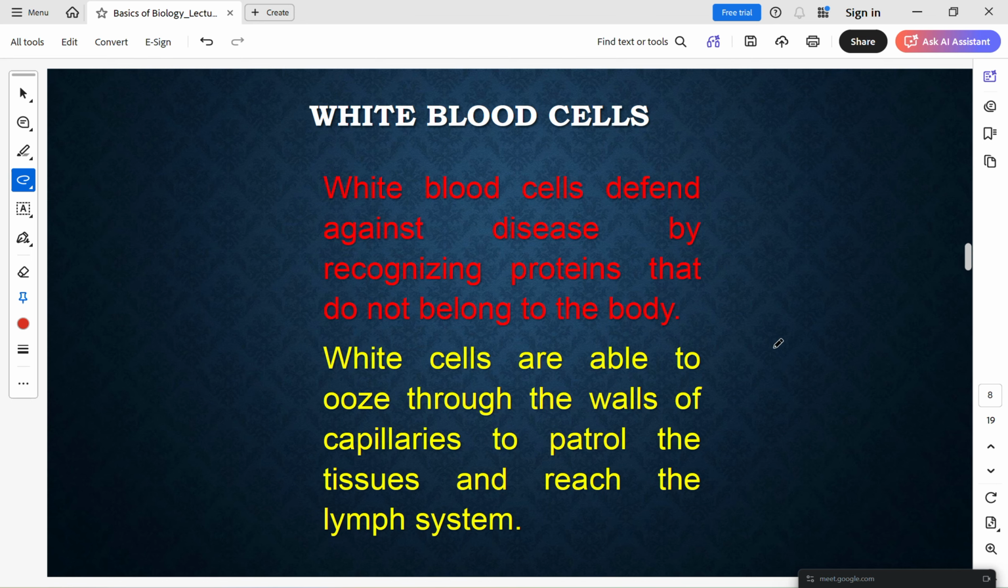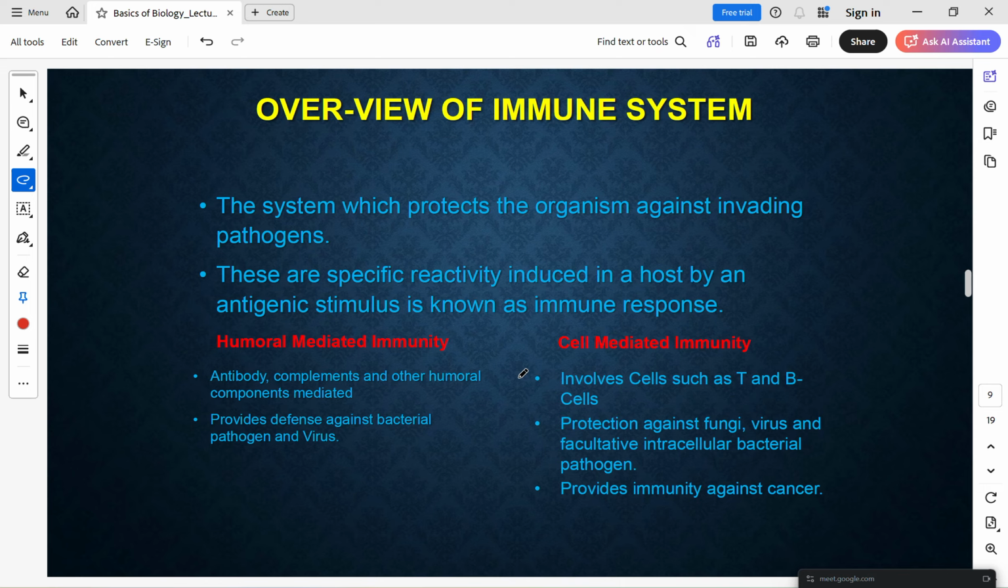Okay. Next are the white blood cells, which defend against diseases by recognizing proteins that do not belong to the body. These can go out of the capillaries to patrol different tissues. If there are any infections within the tissues, they activate themselves, and then they can clear out the infection. The white blood cells form most of the immune system, which protects organisms against invading pathogens.